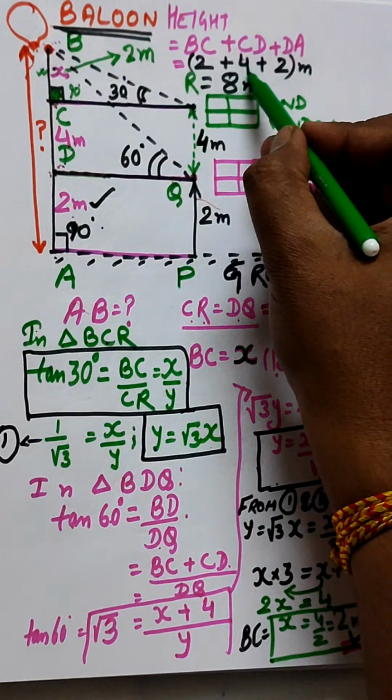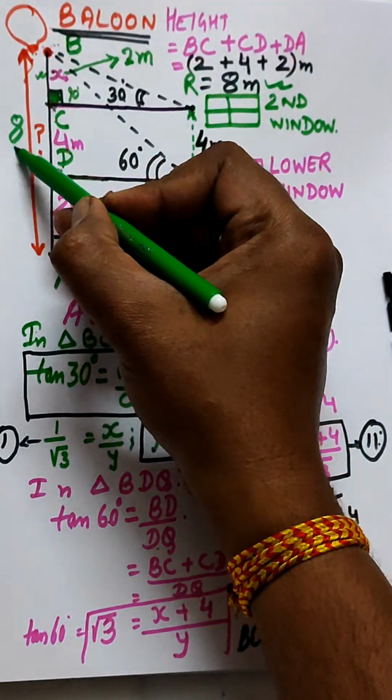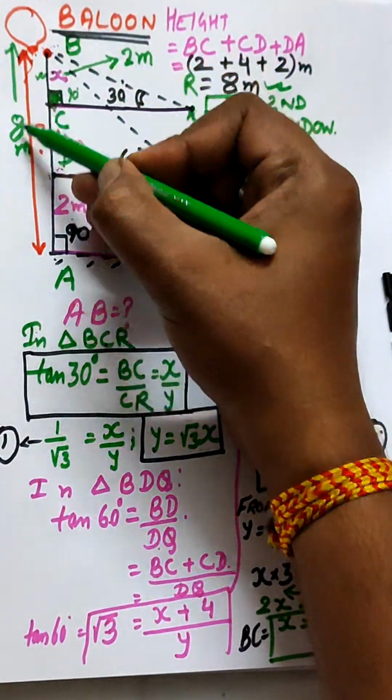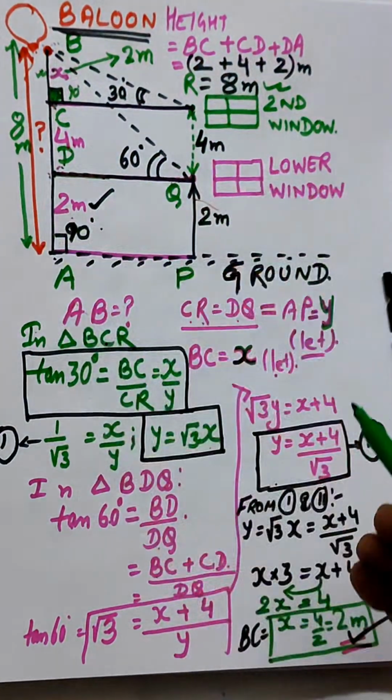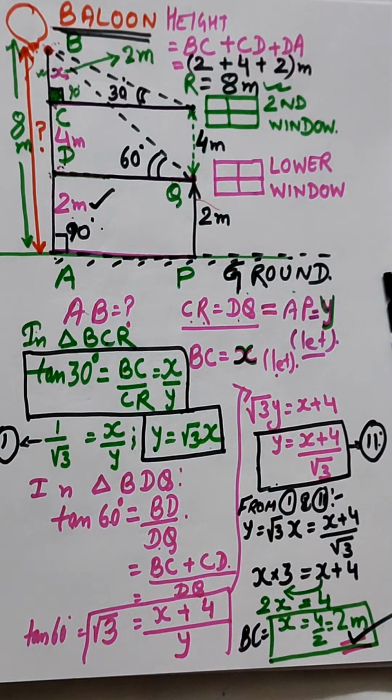And in this way we have solved this question of 8 meter. So this will be 8 meter. So 8 meter is this height, the height of the balloon from this ground. This is the ground, horizontal ground, right?